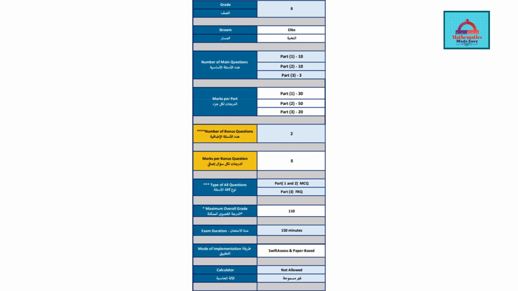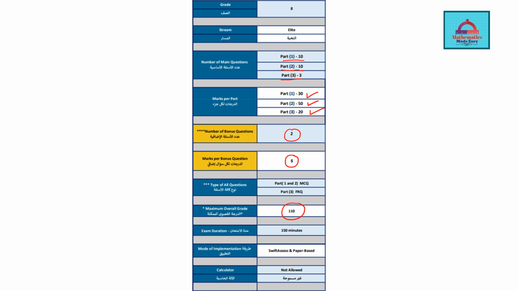So this is the exam pattern from the exam coverage that has come for grade 8 elite. For the coming exams, you have three parts that will come in your exam. Part 1 will have 10 questions. Part 2 will have 10 questions, and part 3 will have 3 questions. Apart from that, there will be 2 bonus questions carrying 5 marks each. So the total number of marks that part 1 is going to carry is 30, part 2 is going to carry 50, and part 3 is going to carry 20. In all, there is a total of 110 marks, where 10 marks are awarded to the bonus questions.